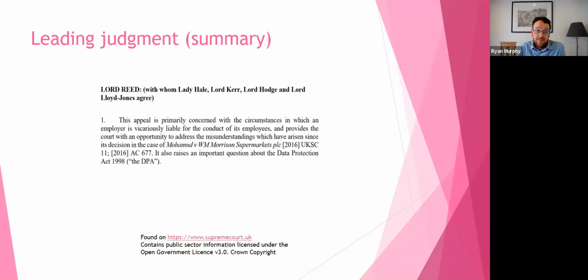Then, particularly in appeal cases where you're much more likely to have multiple judges, and in the Supreme Court you can see here that there were 5 justices, each justice has the opportunity to speak as part of the judgment and give their view. Here we'll see Lord Reid gave the leading judgment. Lord Reid wrote the initial judgment, and the other 4 Supreme Court justices agreed with him.